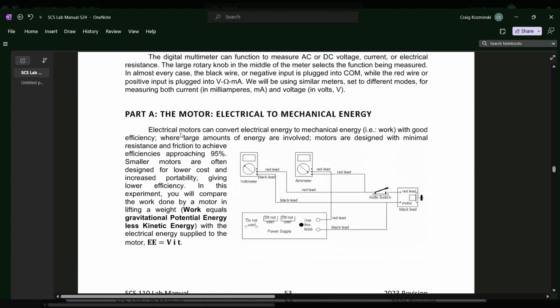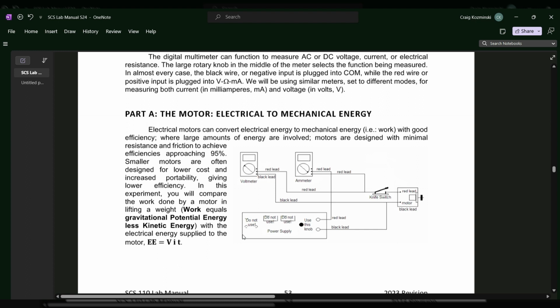In this experiment, there are two parts. In part A, we're going to be looking at the conversion of electrical energy to mechanical energy. And this is usually the point in the video where I say, if you have not done so yet, please pause the video and make sure that you've read through the entire introduction, procedure, lab report questions, data table, as well as the exercise worksheet before proceeding any further.